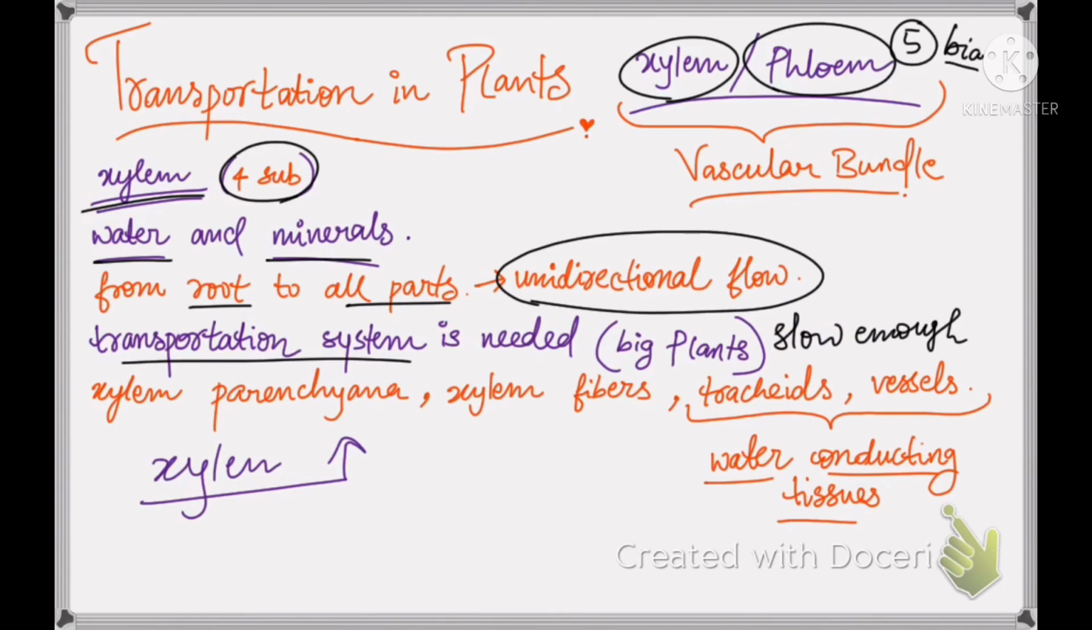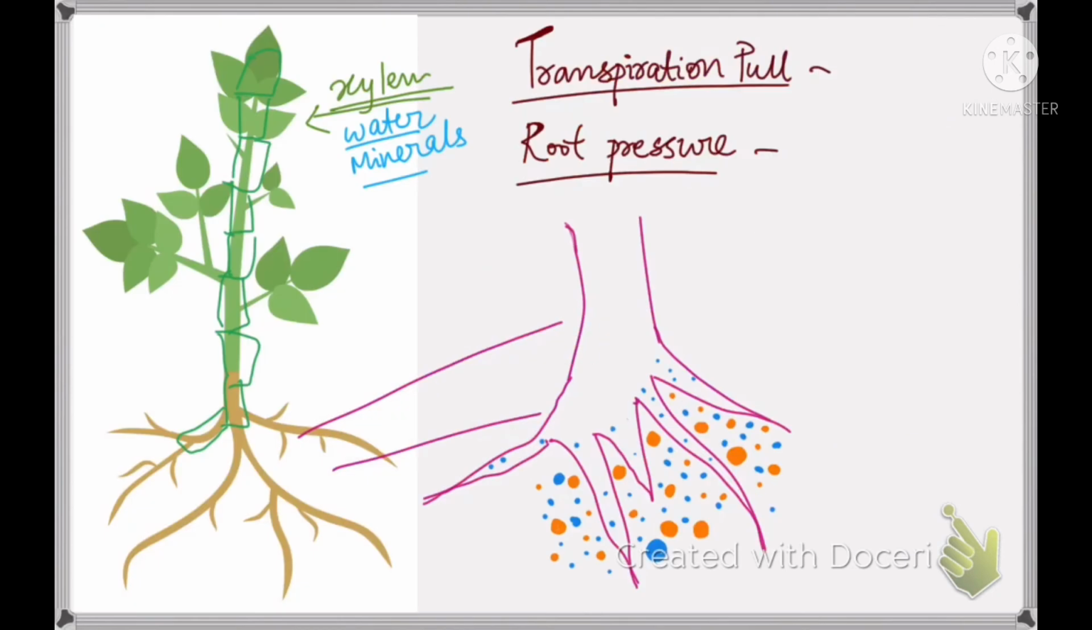So xylem tissue has 4 subparts, and first we'll look at the xylem tissue. Xylem has xylem parenchyma, xylem fibers, tracheids, and vessels. Among these, tracheids and vessels are the water conducting tissues, xylem parenchyma stores food, and xylem fibers mostly give mechanical support. Now here I will explain the functioning of this xylem tissue by a diagram, so look properly.